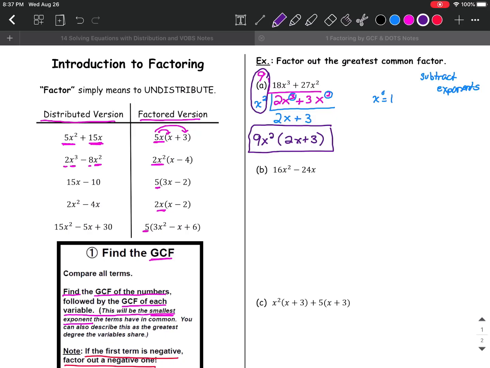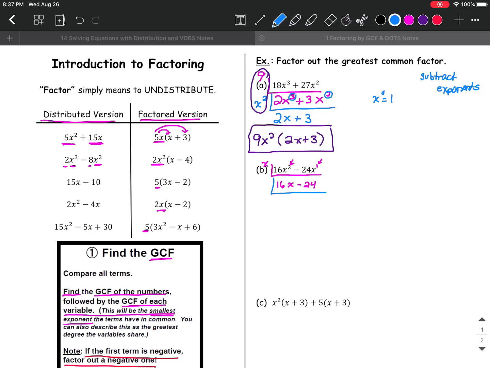Let's try another one. We've got 16x squared minus 24x. Let's say this time we do the variable first. All right. So our variable is x. This one has an exponent of 2. And this one, if it doesn't have an exponent, remember it's 1. So the smallest exponent is 1, so we're just going to divide it by x to the first. So we keep the constant 16. X squared divided by x is x, minus, we keep the 24, and x divided by x is 1, so it goes away.